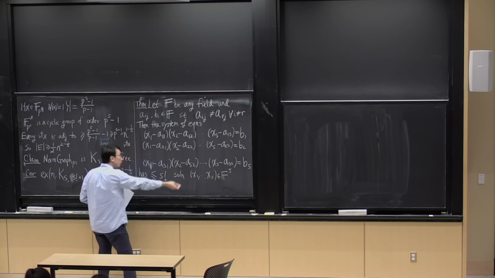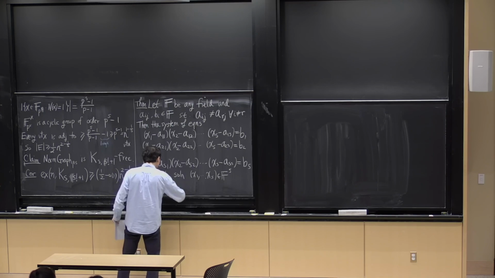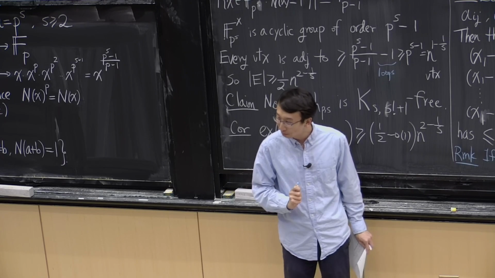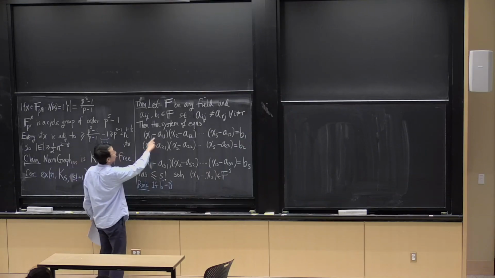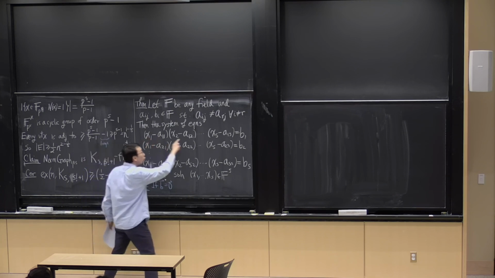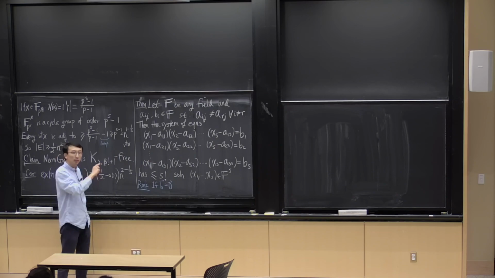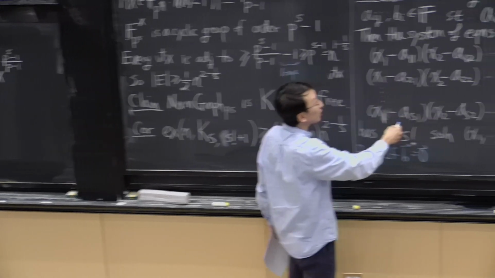Suppose the right side vector is 0, all zeros. Then I claim that this is trivial. Okay, so what is it saying? I need to select x1 to be one of the a's from the first row, and x2 to be one of the a's from the second row, and so on. But each column of A is distinct.